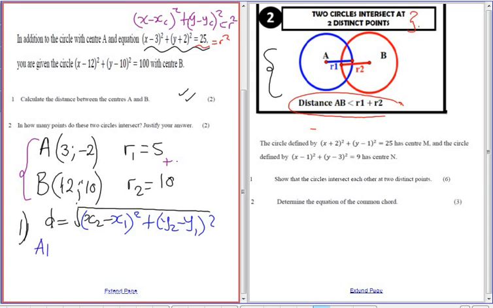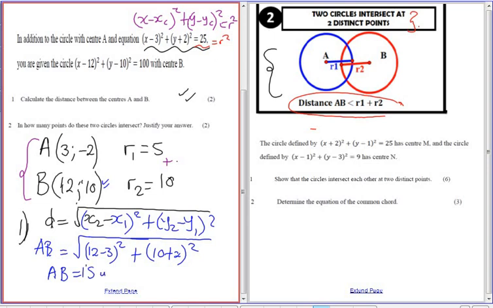So let's calculate AB properly by substituting. This is not a problem for a child in grade 12 that we know. So it's going to be 12 minus 3 squared. I'm calling these our 2's and those ones are our 1's. And 12 minus 3, then 10 minus 2. I'm just going to write it as 10 plus 2 squared. As you can see, if you do it properly, you will get AB as 15 units. You can use your calculator, it's really not a problem here.